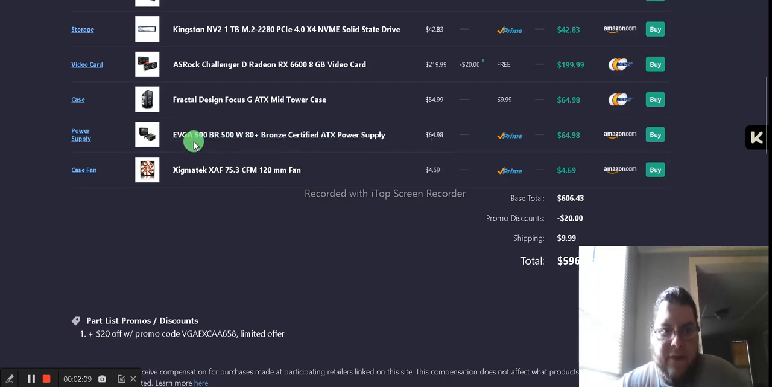For the power supply, we just have a good brand basic one, EVGA 500 bronze rated, 80 plus bronze certified ATX power supply, 500 watts for $65 off Amazon. And then the extra case fan for the rear is a Sigmatech XAF 75 CFM 120mm fan for $470 off of Amazon.